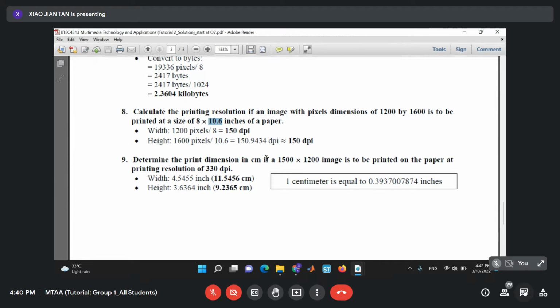So question 9, determine the print dimensions in cm if a 1005 times 1002 image is to be printed on paper at a printing resolution of 330 dpi. So whenever you see dpi, for sure it is referring to printing. Okay, ppi will be in terms of screen resolution. So 1 centimeter is equivalent to, again, for my subject, I would encourage you all to use at least 4 decimal places to perform the calculations.